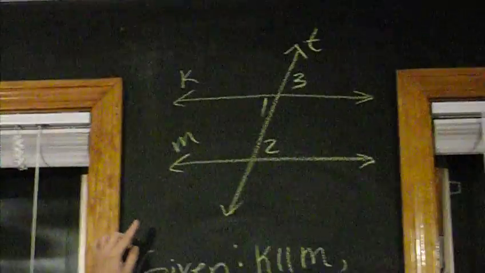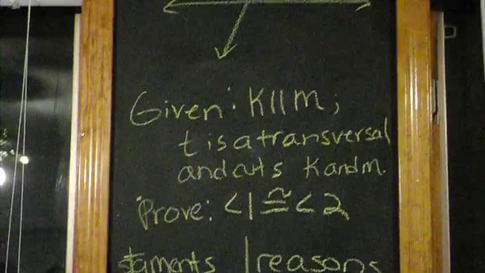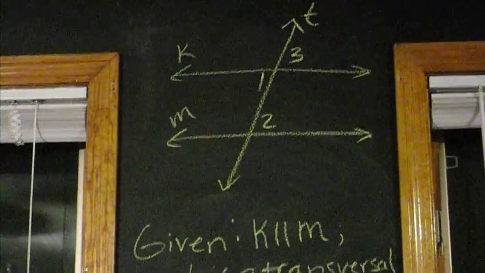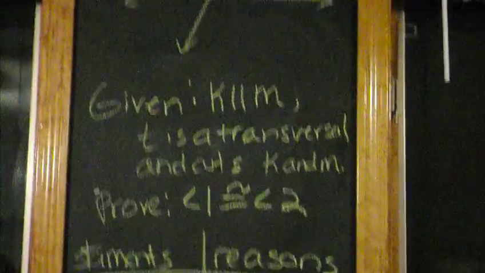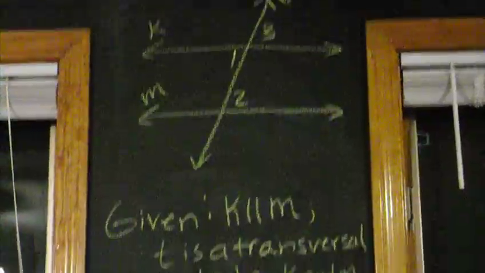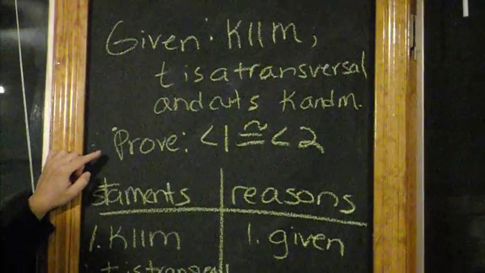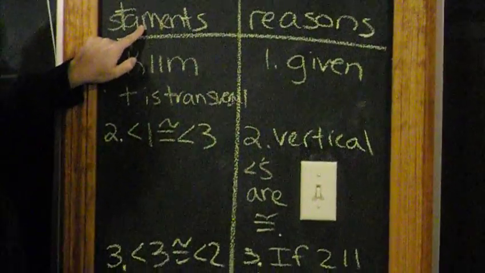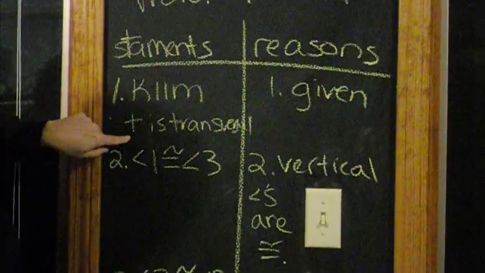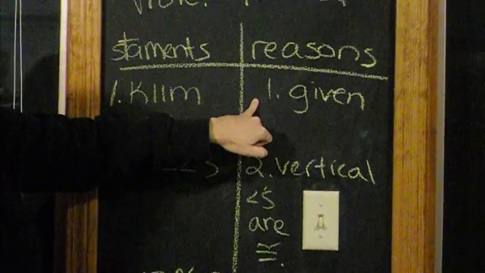But over here, I did prove Theorem 2-2. You have your picture up here. It says given K is parallel to M, so the two lines K and M are parallel. T is a transversal and cuts K and M. So if T is this line right here and it's the transversal, we have to prove that 1 is congruent to 2, and that's Theorem 2-2 that we prove. In statement 1, K is parallel to M and T is a transversal, and that's given.